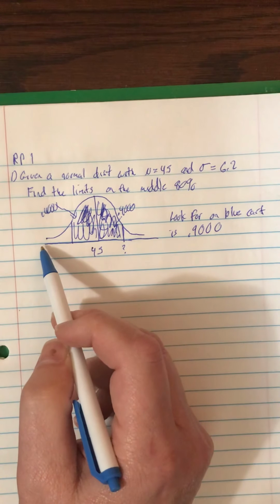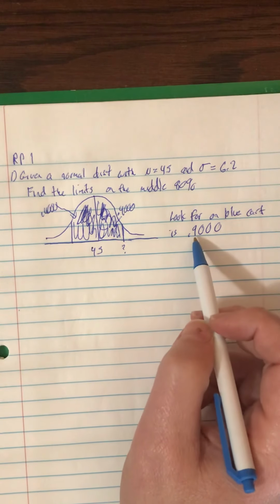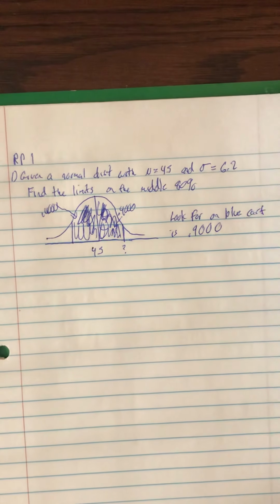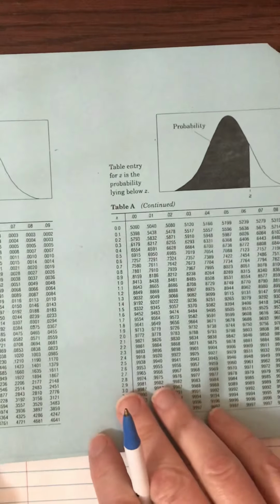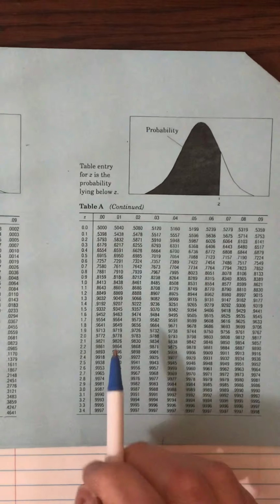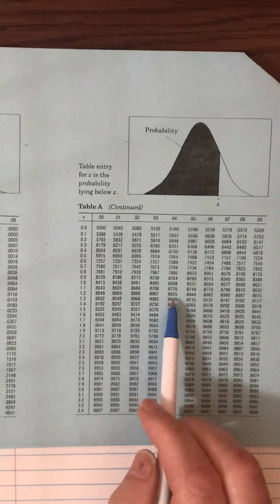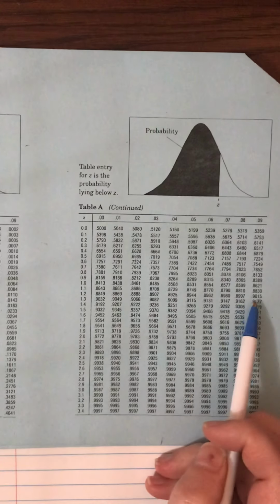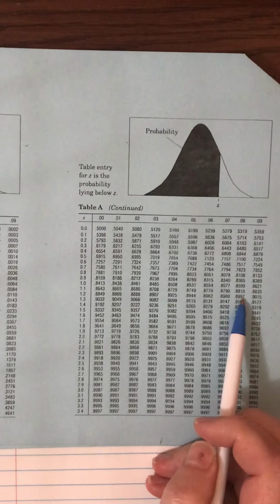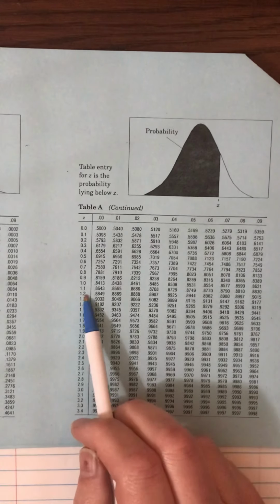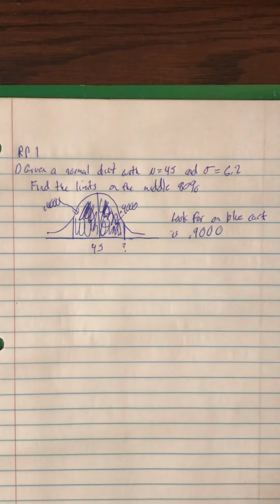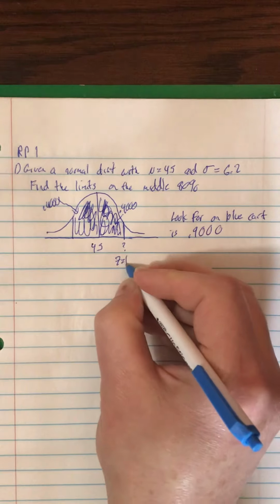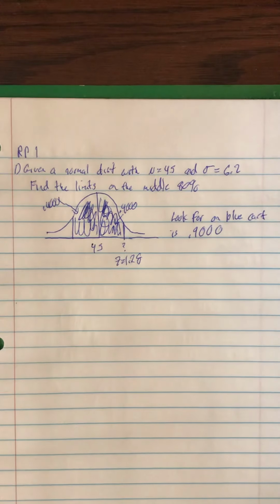Okay, so what do I need to do? I need to look at 0.9000, and if I look at that, I should get somewhere around 1.28, I believe. So let's see, 0.9032, 0.9015, 0.89997. That's pretty close. So 1.28 is my z-score. So my z-score equals 1.28, but that's not my final answer.